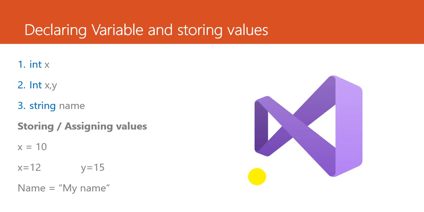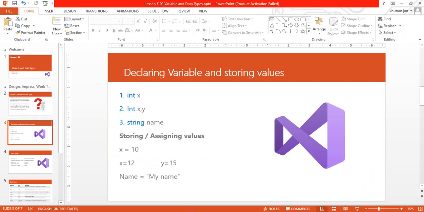Similarly, in the first, int x equal 10, we have stored the value 10 in x. Similarly, we can store the value of 12 in x, and y is equal to 15. Similarly, name is the string. We have stored it as my name, which is enclosed with double quotes. Let's move to an example, and we can write an example in Microsoft Visual Studio.